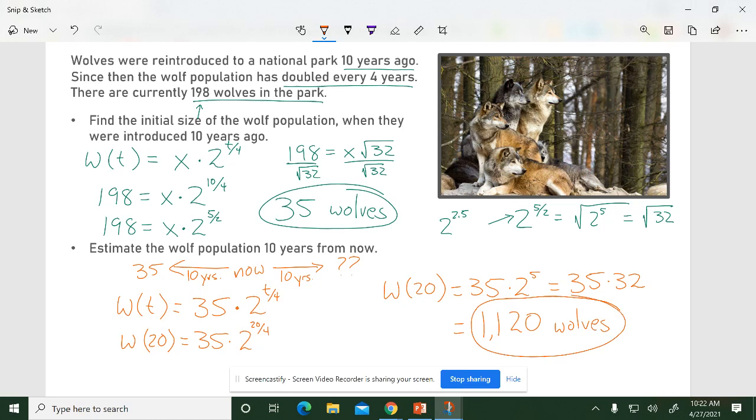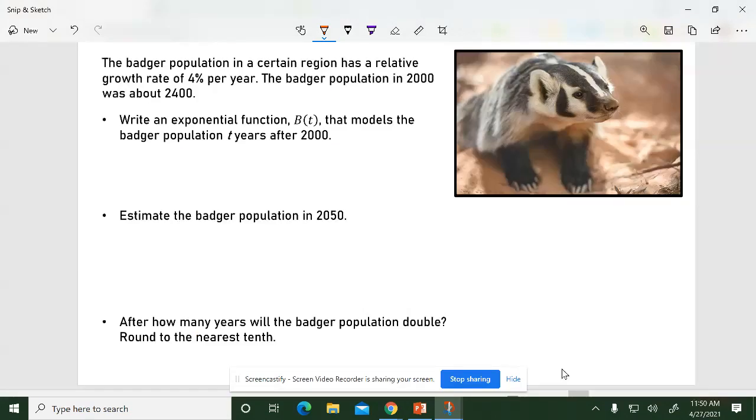Okay, so that's a couple examples. One where you know the original amount, you know the rate at which it's increasing, and you use that to set up a function and answer some questions. And then one where you don't know the initial amount, but you know some other information, and you first find the initial amount so that you can then set up a function and answer other questions. Okay, one more scenario, this time with badgers, and this time it's going to work a little differently.